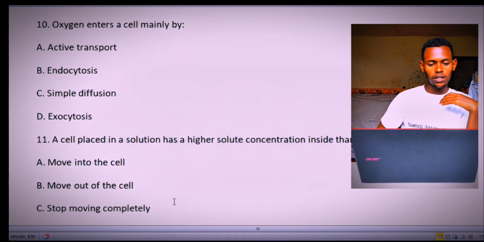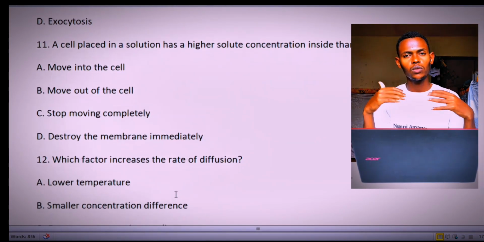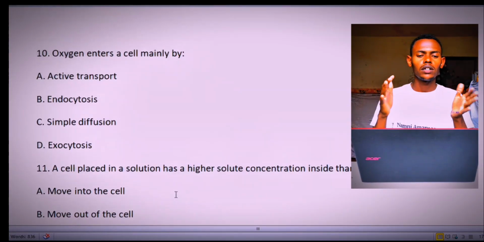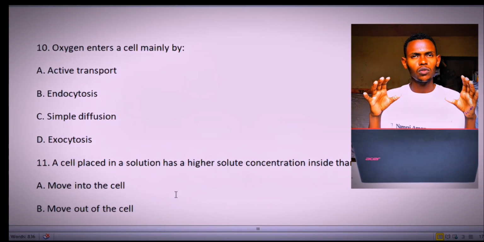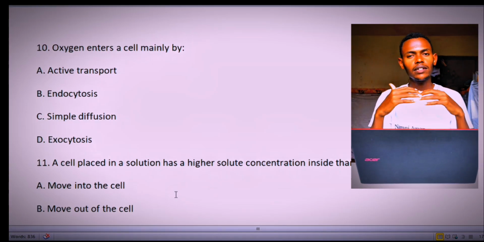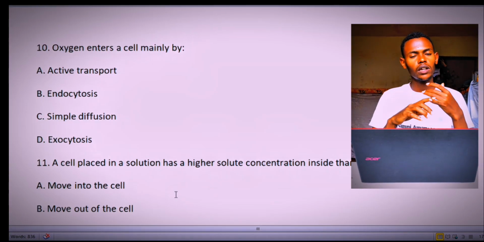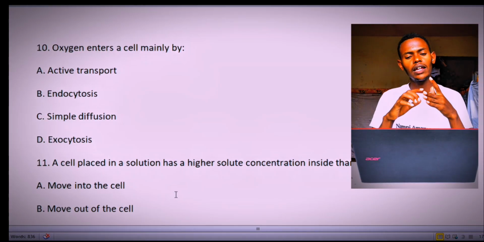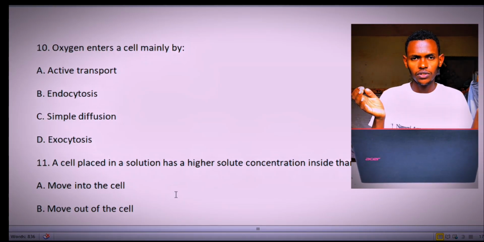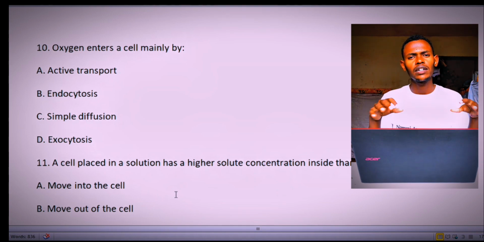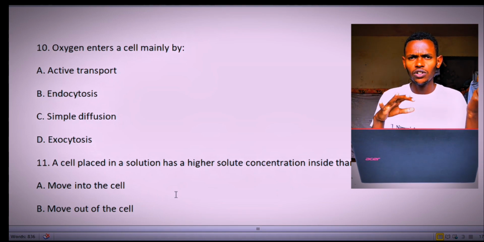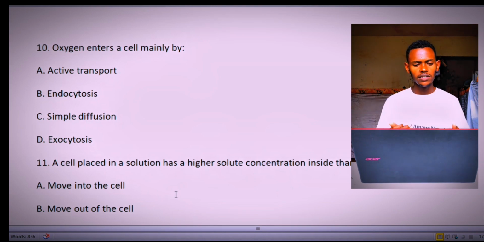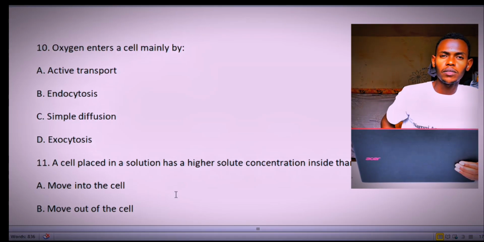Why? By simple diffusion, when you say the phospholipid bilayer of the plasma membrane does not allow ions, sugars, and large-sized molecules. So oxygen, carbon dioxide, these are small-sized molecules. They are non-charged, so they pass the plasma membrane easily.